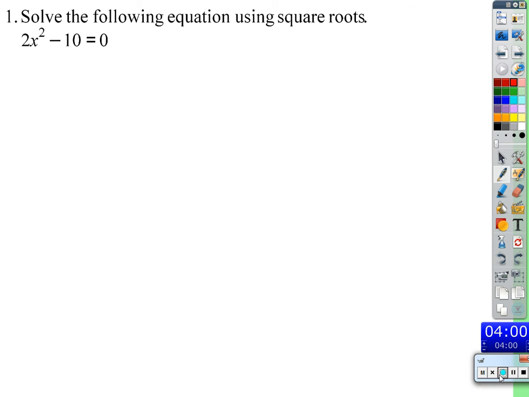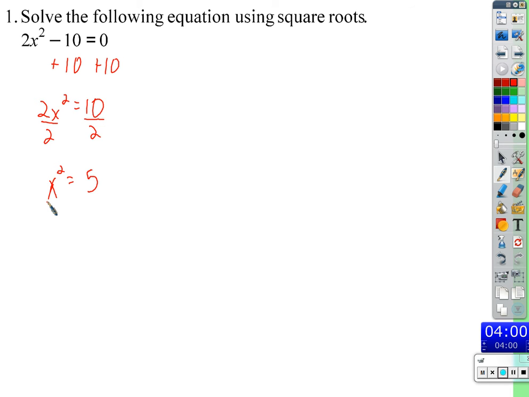We want to get the square thing by itself, like being squared. The x is being squared, not a parentheses, just the x. We'll add 10 to both sides, 2x squared equals 10. If we take x squared and multiply by 2, we get 10. So divide by 2, x squared equals 5. Old school stuff, basic algebra, moving stuff around.